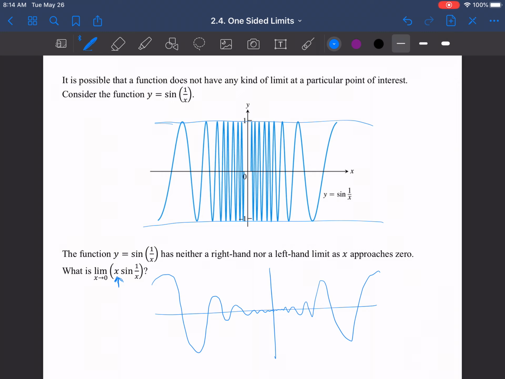Which means we could take this and use the pinching theorem on it. Everywhere, this is less than this parabola above it and greater than this parabola below it, it's always in between those two, and therefore they go to 0, and we can say the limit as x goes to 0 of x times sine of 1 over x is just going to be 0. Okay? So we can use that pinching theorem on that one.